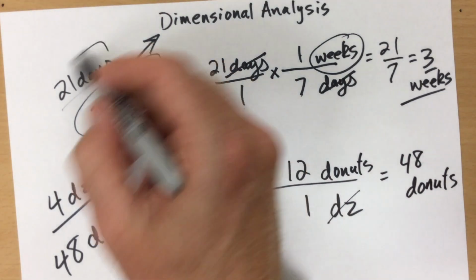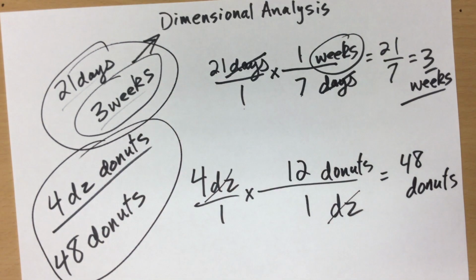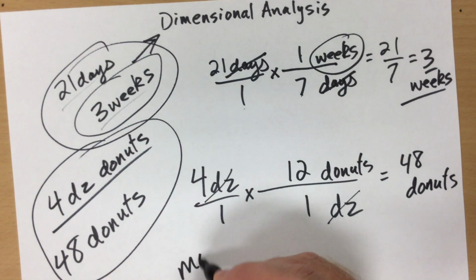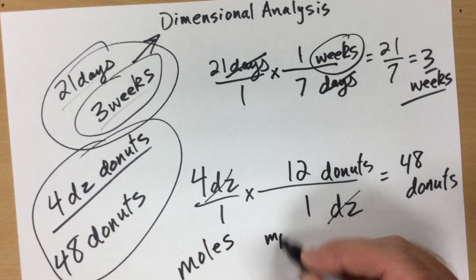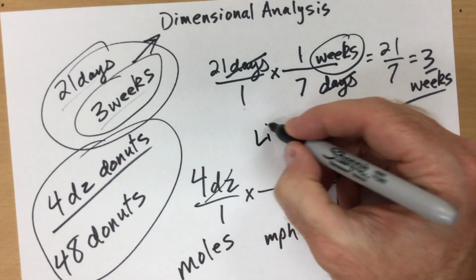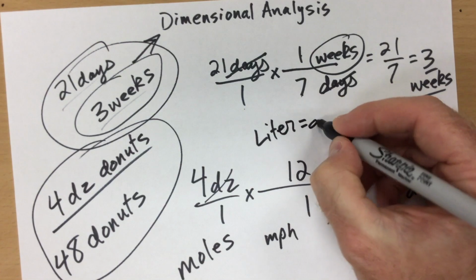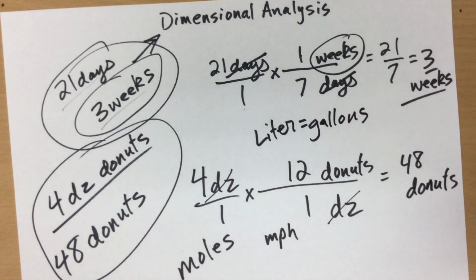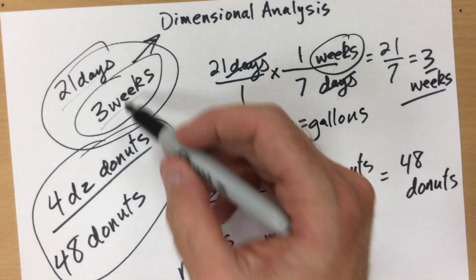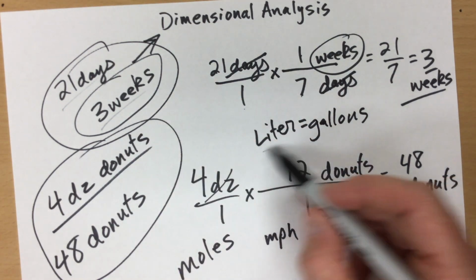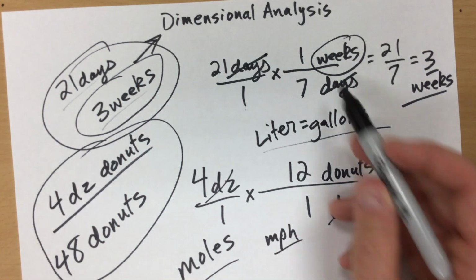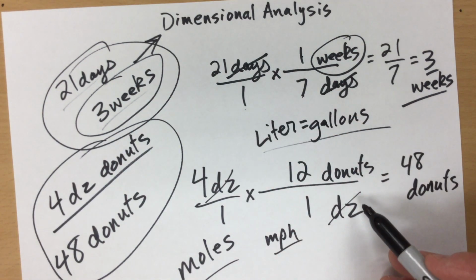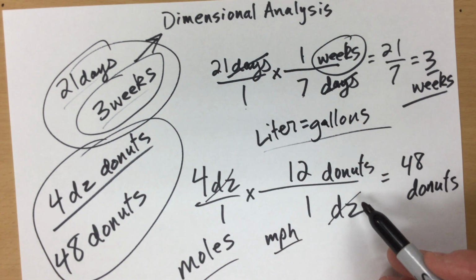But these are things talking about vacations and donuts, and everyone loves vacations and donuts. Unfortunately, in science, we start talking about moles and miles per hour and liters and gallons, different things like that. And boy, it gets really confusing, and now it doesn't make sense. So when we stick to days and donuts, easy. These things, hard. So always come back to these problems we did originally and think, how did I set that one up, and try to do the same? Let me show you how.